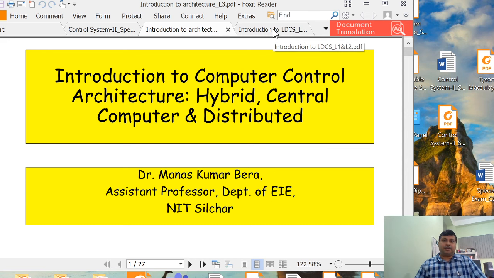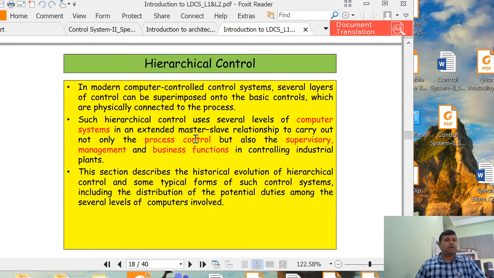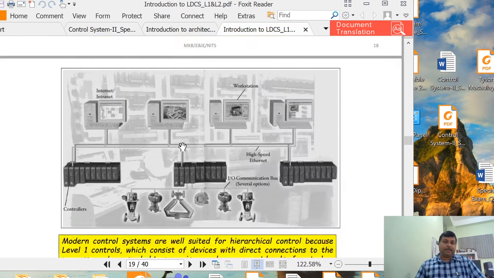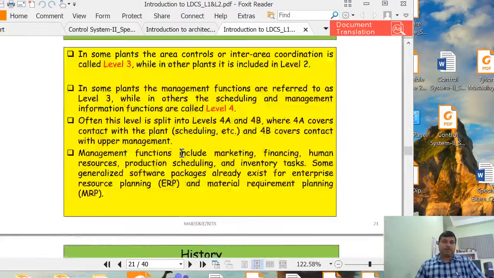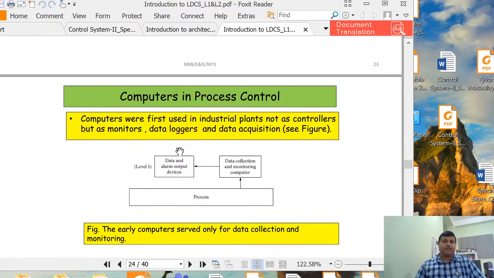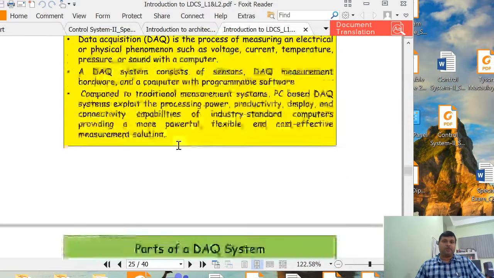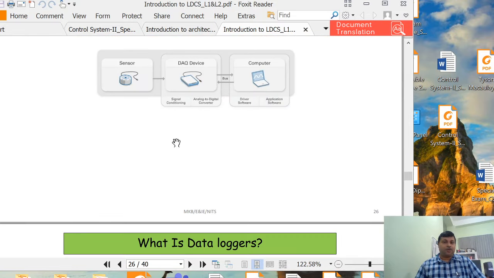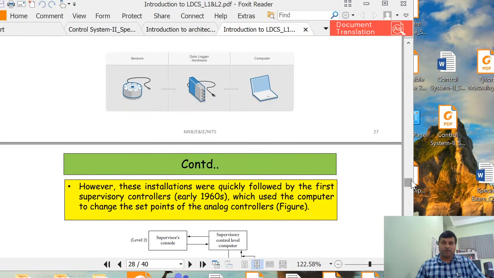So last lecture we discussed hierarchical control. We have seen how computers are used in hierarchical control, and what their contribution is, or how the computer can be used at the different levels of the control hierarchy. And at last we understood the meaning of a distributed control system in terms of control hierarchy. That is important to understand.